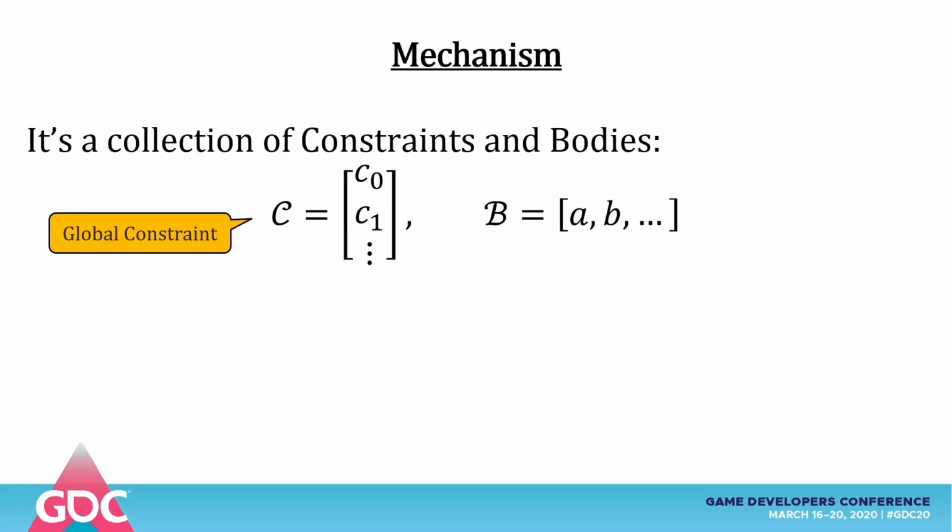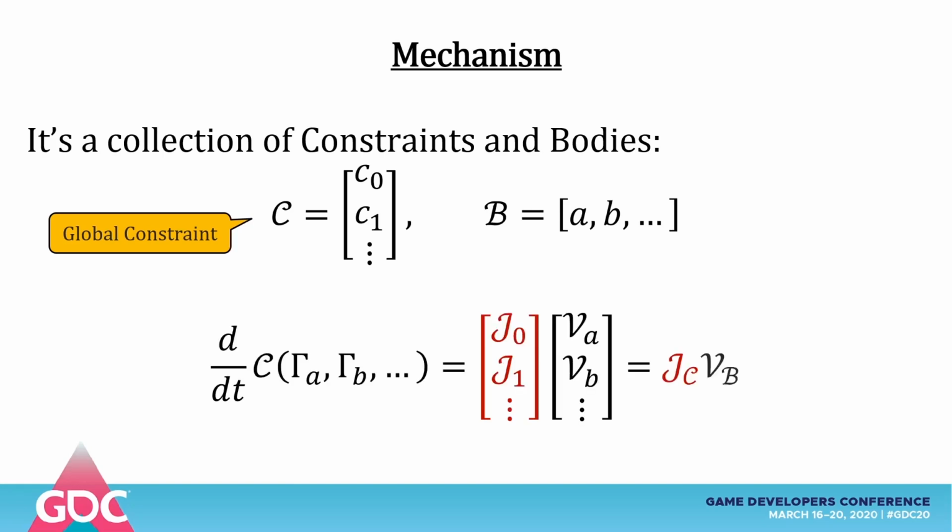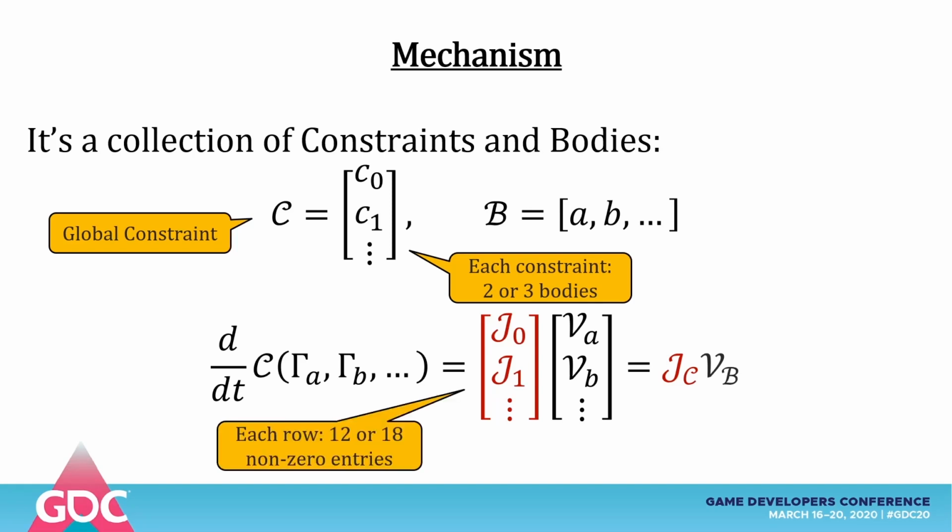So far, we have been looking at single constraints, but in practice, we want to model entire mechanisms consisting of many constraints and bodies. We can stack all the constraints in the mechanism into a single function called the global constraint. Taking the derivative of the global constraint, we get the global Jacobian matrix, which maps the velocities of rigid bodies in the constraint space. In practice, each constraint will only affect 2 or 3 rigid bodies, which means that each row of the global Jacobian has only 12 or 18 non-zero entries.